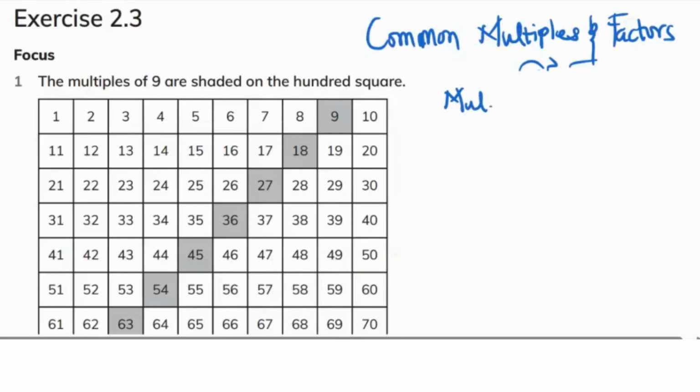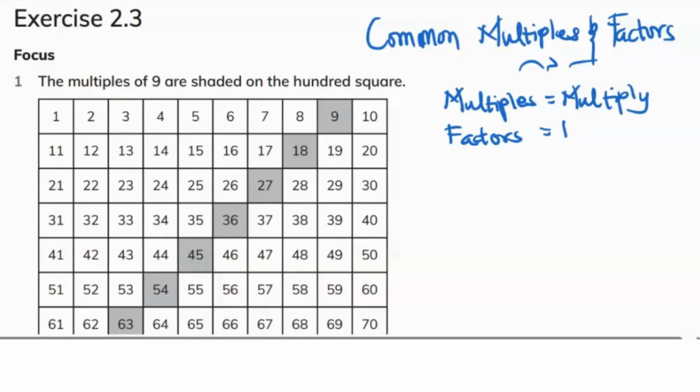Multiples are simply numbers that multiply, right? They're numbers that multiply another whole number to give you a number, right? So multiples are numbers that multiply a whole number to give you another whole number.